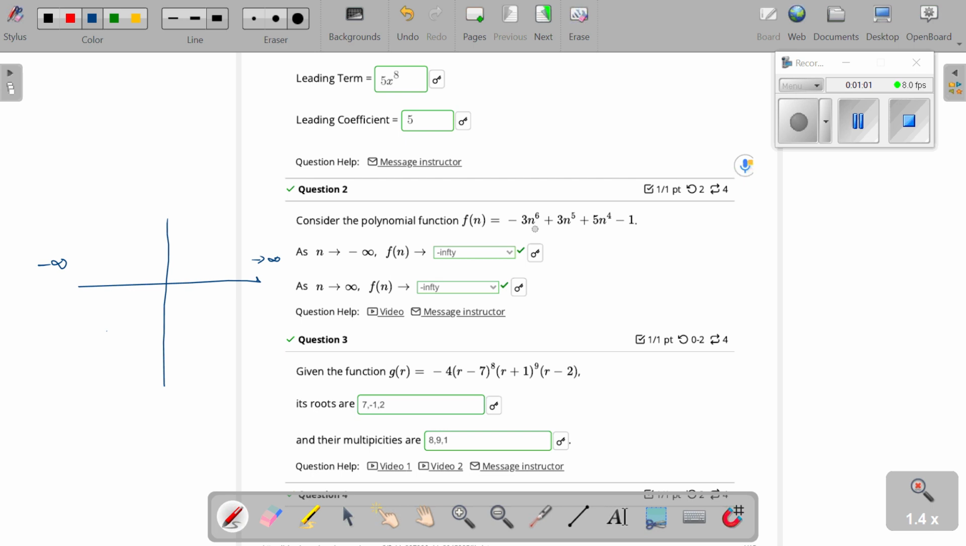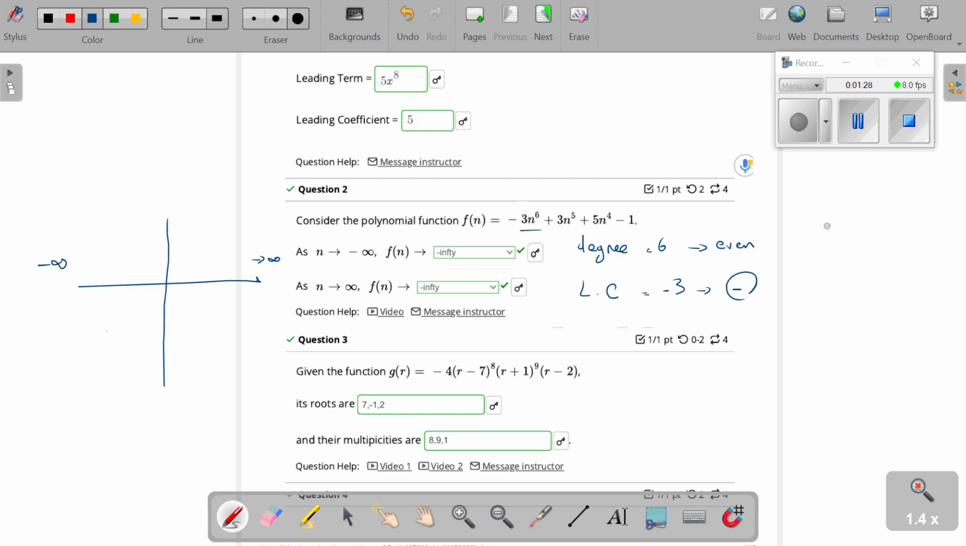The degree of this polynomial is 6 because this is the highest power. So I'm going to write degree is 6. And the leading coefficient, for short, I just write LC, is equal to -3. It's just the coefficient of the term here. Now, the degree, as you see, is an even degree, and the leading coefficient is a negative value.